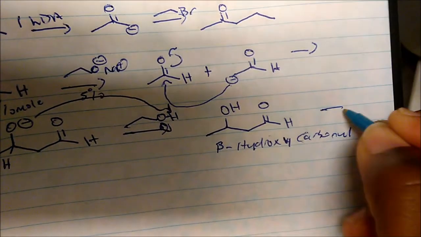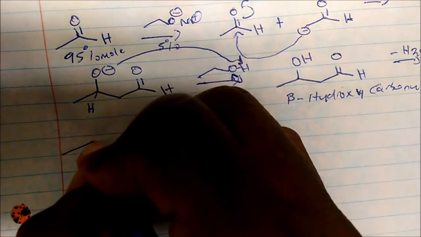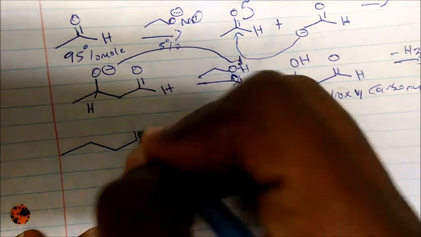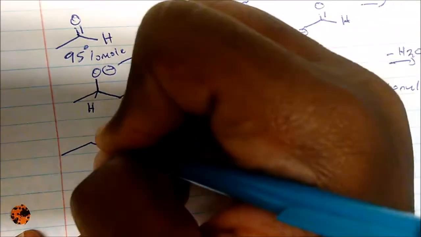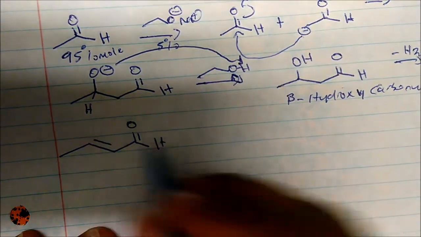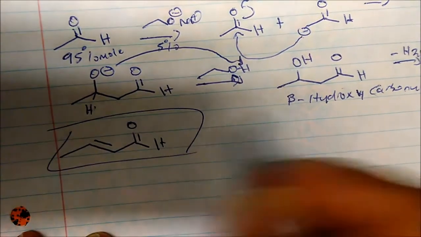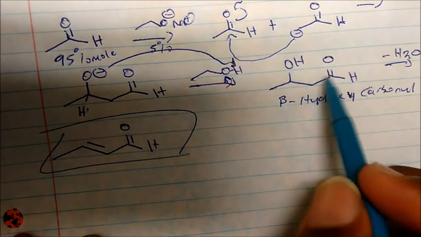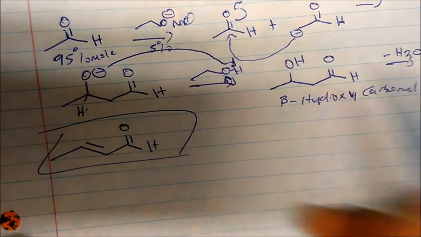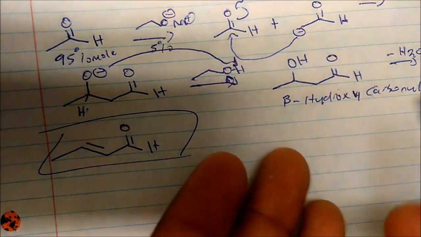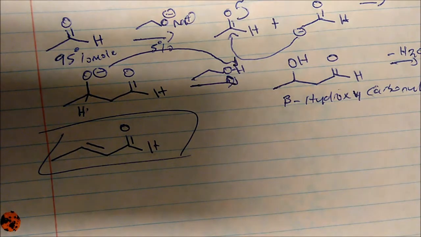But if we actually lose water, we'll actually get the alkene. So if we lose water, we'll get the product to be something like this. We'll get the unsaturated compound. So either or is correct. Some professors just want you to go the extra step, while some actually in solution will just stay like this. So that's the general form. Let's look at another example.